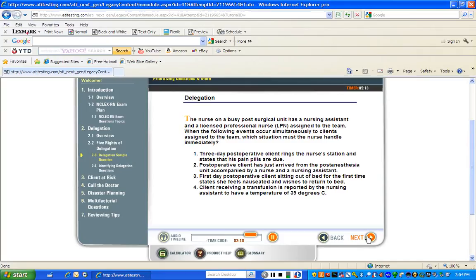We have 4 clients who all need attention. Since the stem of the question asks what situation the nurse must handle immediately, and since only one situation requires a skill that only the nurse is able to do, assessment, we go with what we know and choose choice 4.